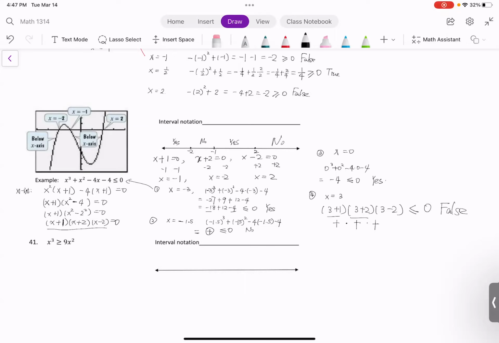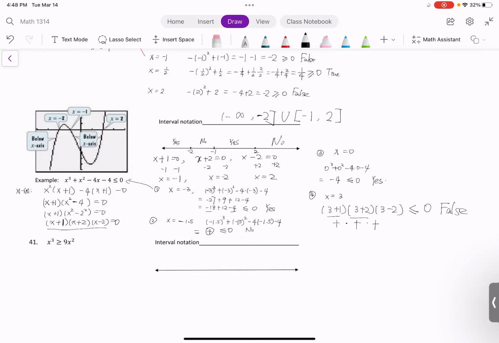So we can put the solutions here, which is from negative infinity to -2, included because we have an equal sign here. And then the second interval, let's say union, bracket, -1 to 2. That's it.